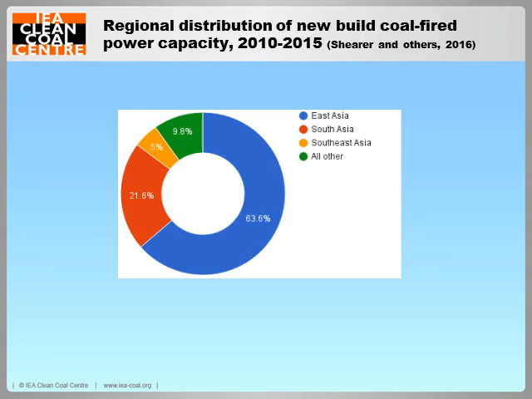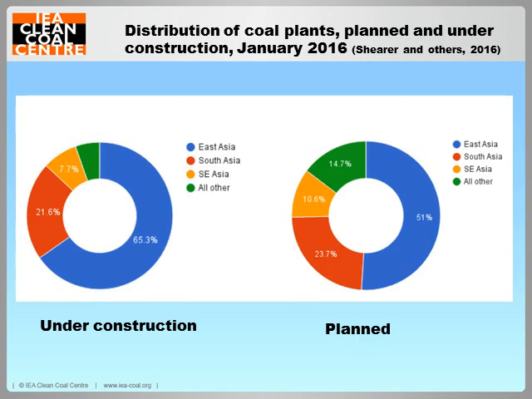China and India alone accounted for 85% of all new coal-fired capacity. This figure illustrates the regional distribution of new coal-fired power capacity built between 2010 and 2015, showing that over 90% has been in Asia. For plants currently under construction and planned for the future, the trend seems to continue, in that more coal-fired power generation facilities are planned in Asia than any other region of the world, as you can see in this figure.